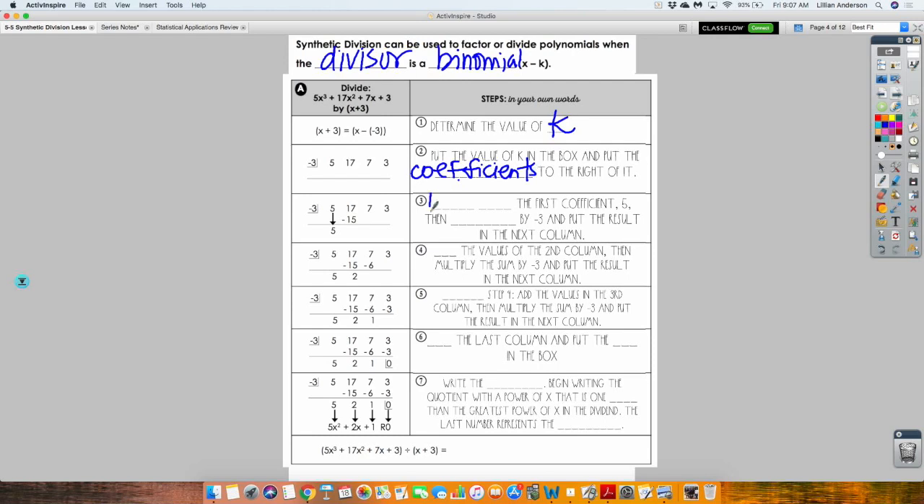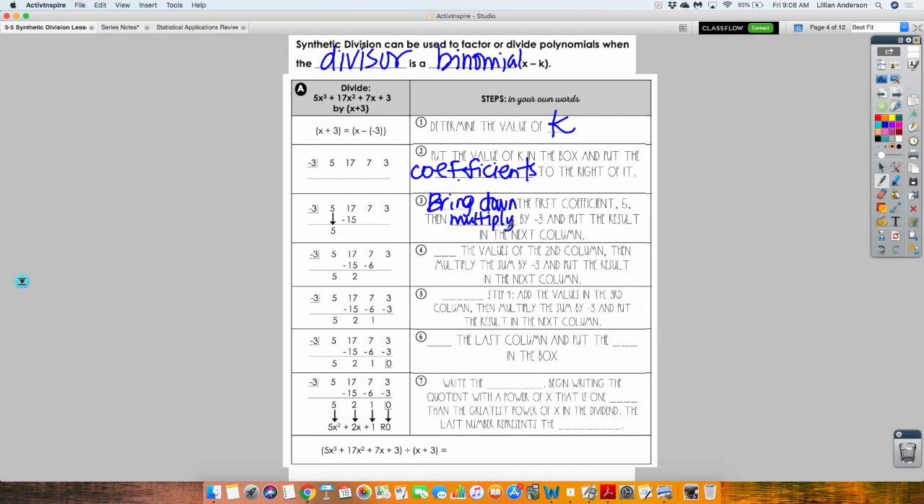After that, in order to start off synthetic division, you have to bring down the first coefficient, which in this case is 5, because you need a starting point. And then from there, you're going to take that first number that you brought down, and multiply that number by negative 3 and put the result in the next column. So in general, whatever is in the box, you're going to multiply the first coefficient by that number and put it underneath the second coefficient. So 5 times negative 3 is negative 15.